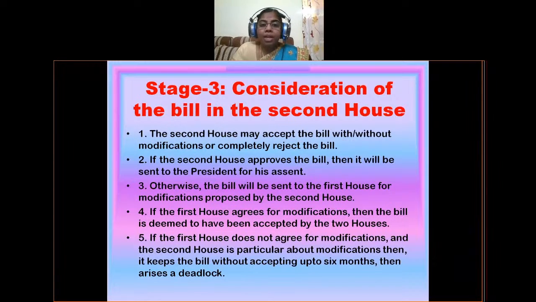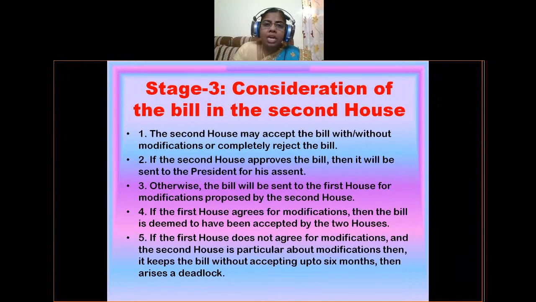Otherwise, the bill will be sent to the first House for modifications proposed by the second House. If the second House is demanding modifications in the bill, then it will be sent back to the first House itself, from where it has been sent. Then after that, again it will be sent to the second House. So if the first House agrees to the modifications, then the bill is deemed to have been accepted by the two houses.